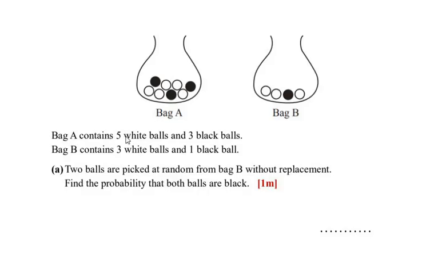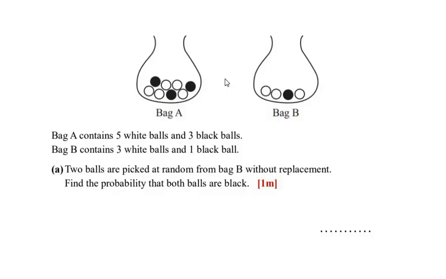Bag A contains 5 white balls and 3 black balls. Bag B contains 3 white balls and 1 black ball. 2 balls are picked at random from bag B without replacement. Find the probability that both balls are black.